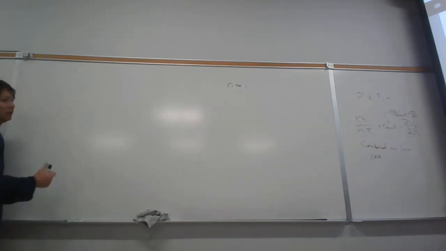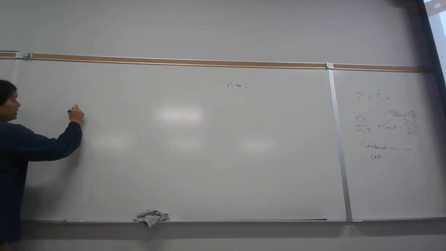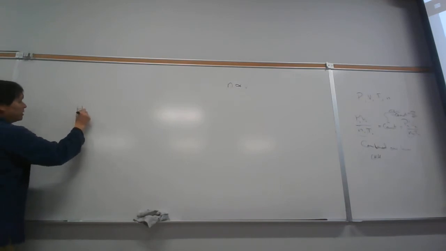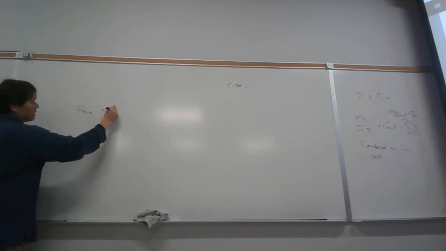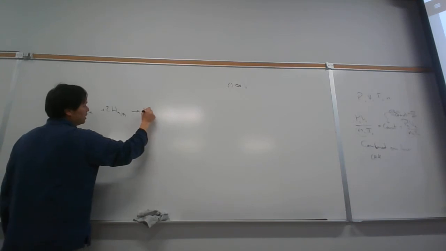So we have the law of combining volumes, which essentially is Avogadro. So if I look at this reaction, this is the reaction between hydrogen and oxygen. Actually, we'll write this down for O2 gas plus hydrogen gas. And we'll need two hydrogens. This is going to form two H2O gas.